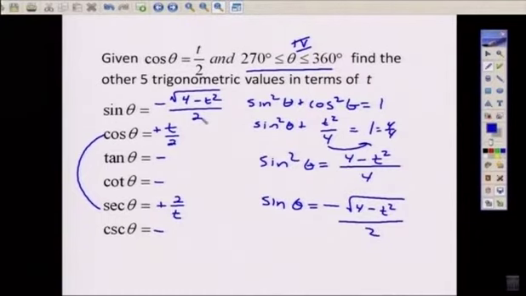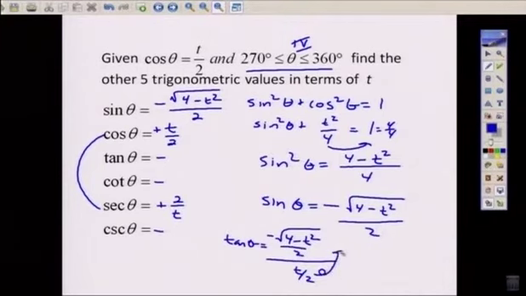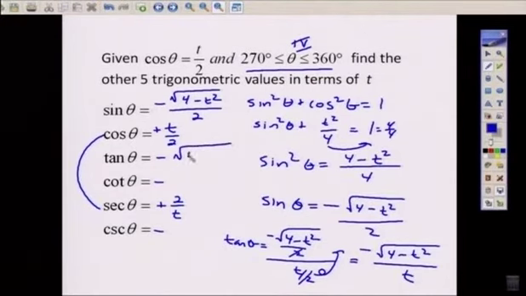Now tangent, as we already found out, is sine over cosine. So to find the value of tangent, we're going to take the value of sine, which we just found, divide that by cosine, do our invert and multiply, and we'll end up with, the 2's will cancel, so we'll end up with negative square root of 4 minus t squared all over t.